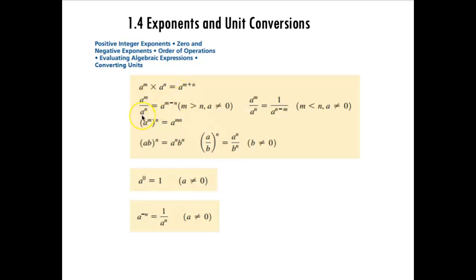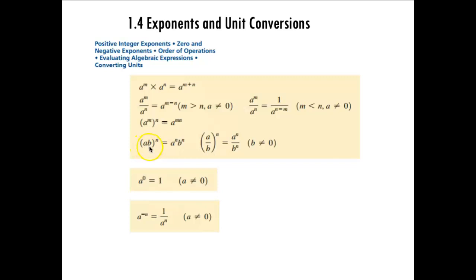If you're dividing with the same base and the numerator's exponent is greater than the denominator, you just subtract those. You write down what the base is and subtract the two exponents. If you raise a power to a power, then you multiply the exponents. Write the base, multiply exponents.